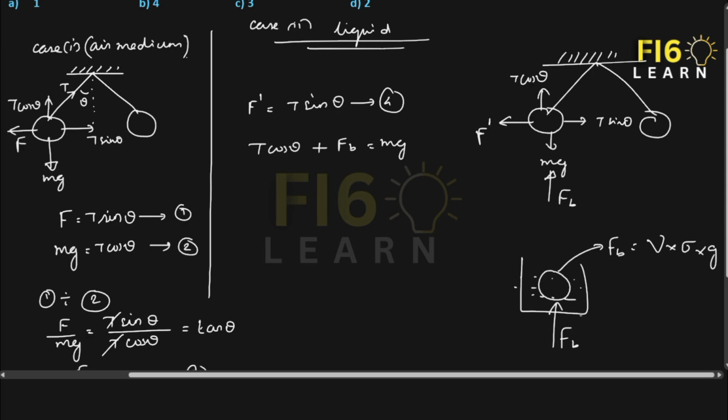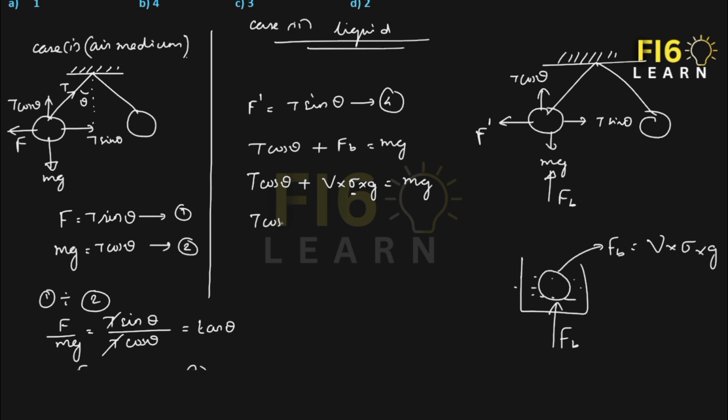Okay, so let's substitute this value. We will get T cos theta plus v sigma into g is equal to mg. Here sigma indicates the density of the fluid, the density of the liquid in which the setup is immersed. I'm just rewriting this equation.